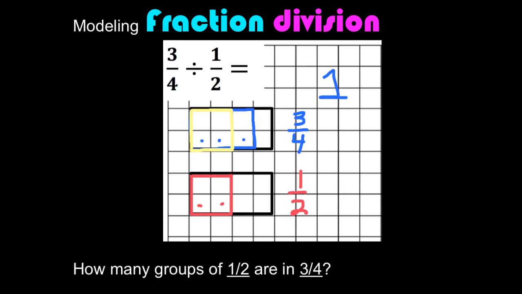So when we compare both our models here, what the remainder is to the 1/2 model, we can tell that out of the 2 parts, which is the denominator, there's only one part left. So one part will be our numerator. So our answer here for fraction division, 3/4 divided by 1/2 equals one group of 1/2 in 3/4 with 1/2 left over.